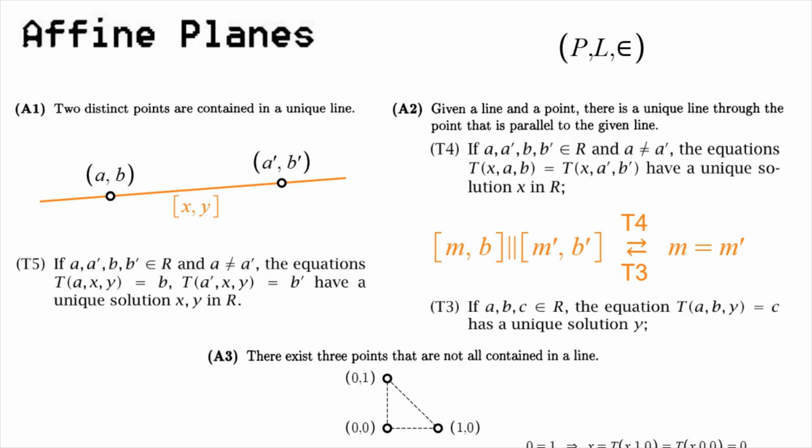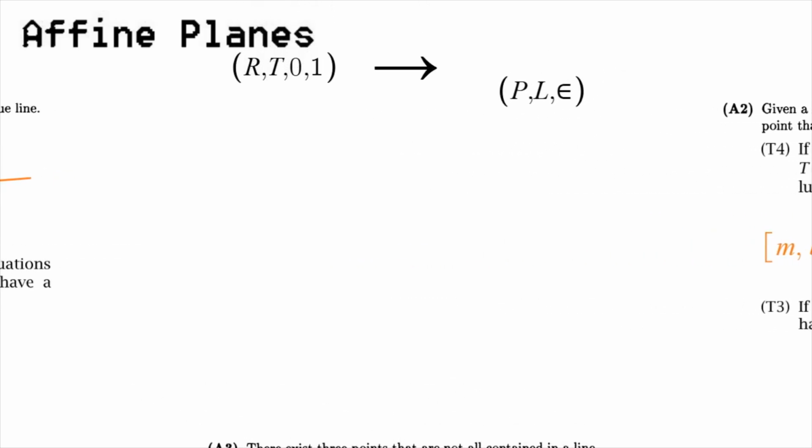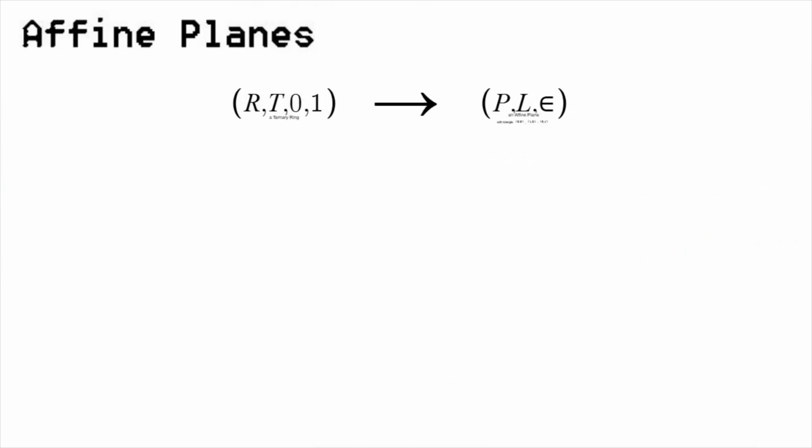If 0 equals 1, though, then we have that x equals t of x1, 0, which equals t of x0, 0, which equals 0 for all x. So that structure is trivial anyway. Thus, the incidence geometry derived from a planar ternary ring R is an affine plane with a choice of triangle (0,0), (1,0), (0,1), which can be used to extract the original operation from R.